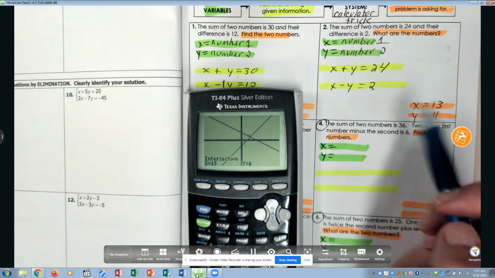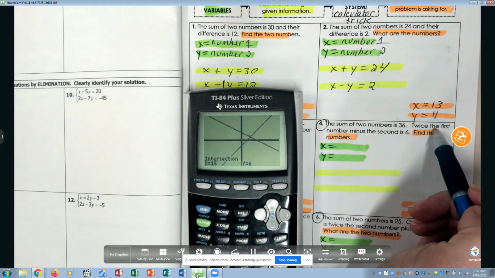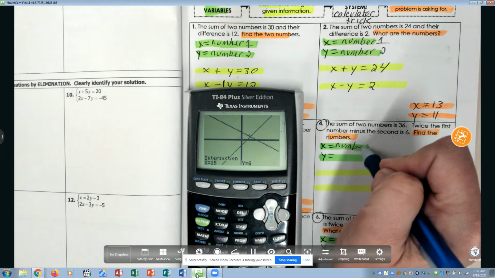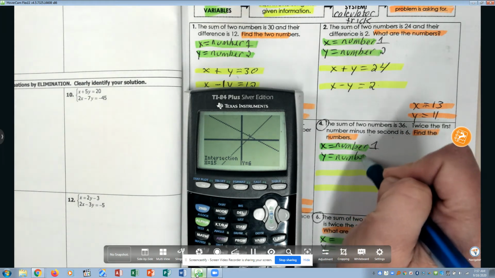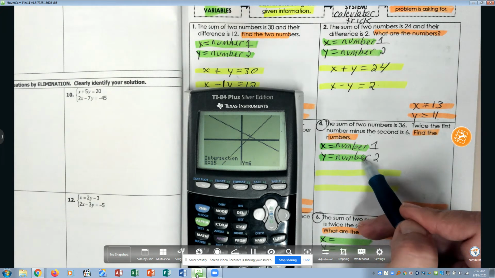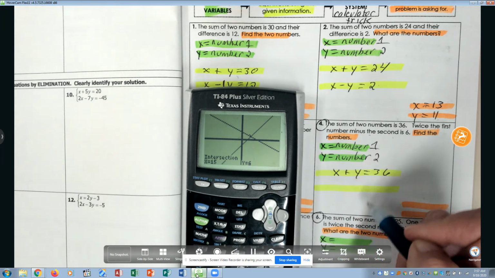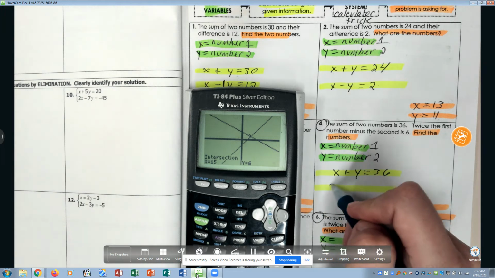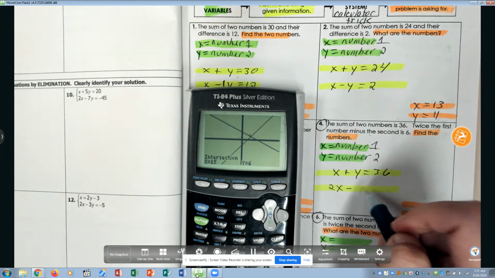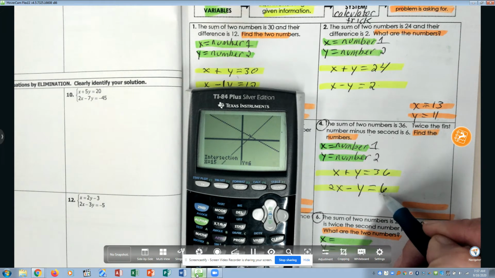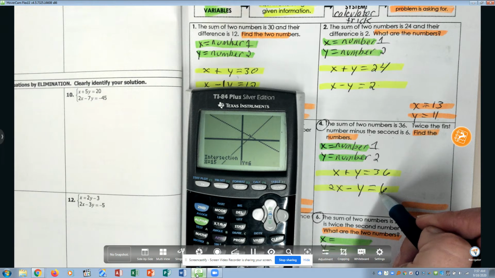All right, here we go. The sum of the two numbers is 26. Twice the first number minus the second is 6. Find the numbers. All right, so again, I'm trying to find two numbers, number 1 and number 2. All right, so those were your variables. That was the first part of the question. Second part, you had to choose the correct system. So the sum of the two numbers is 26. And twice the first number, so x is my first number, minus the second is 6. So you should have chosen this system out of the options.